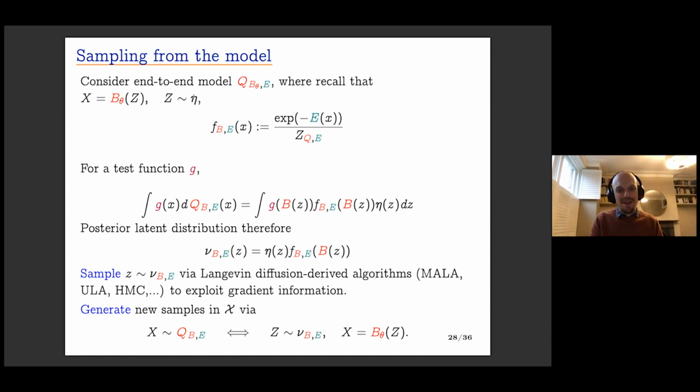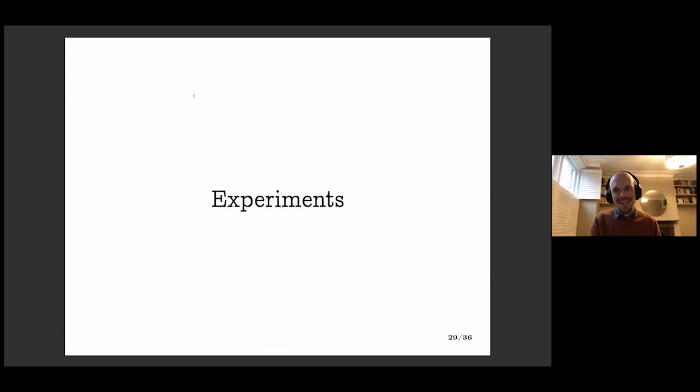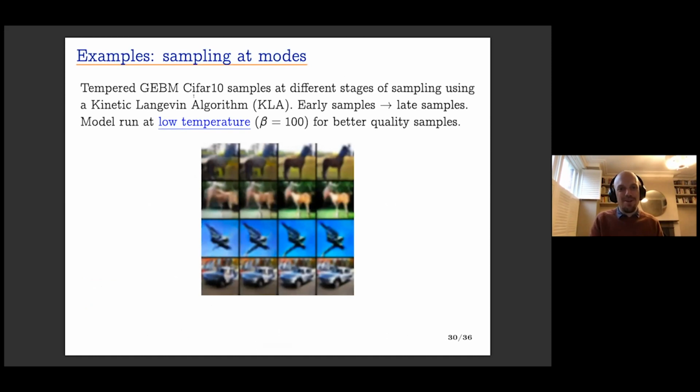I think I'm coming to the end of my time, so I'm just going to show, of course, it's a machine learning talk, so there have to be some pictures. Here are some samples from the generalized energy-based model using a kinetic Langevin algorithm, which is quite related to HMC. We're running the model at low temperatures, which means we're focusing on high probability regions in my model space. The reason is that these are the least blurry images. As we run our sampler, the path brings us to regions of the image space which result in sharp outputs and good quality images.